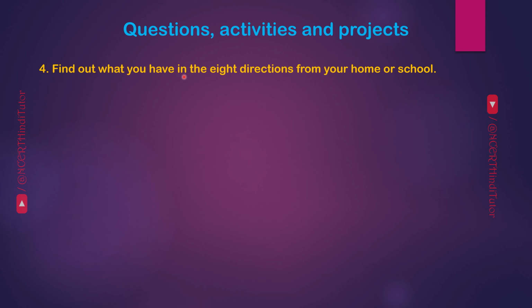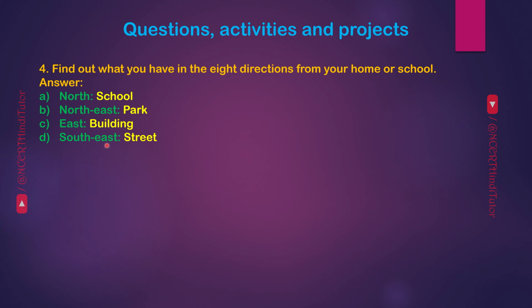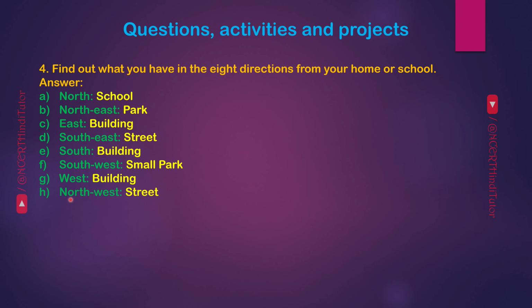Find out what you have in the 8 directions from your home or school. Answer. A. North, school. B. Northeast, park. C. East, building. D. Southeast, street. E. South, building. F. Southwest, small park. G. West, building. H. Northwest, street.